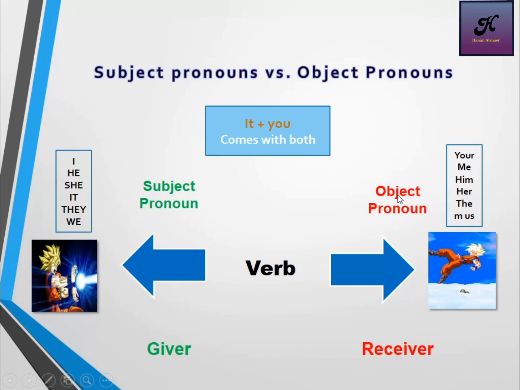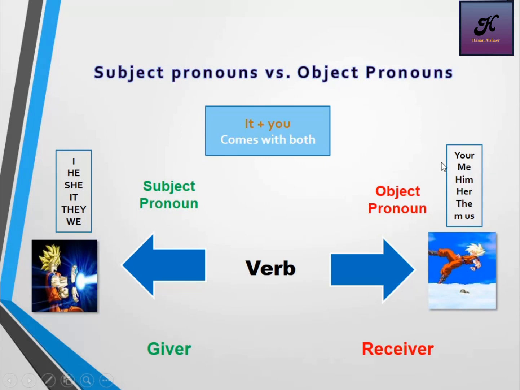Okay? We have, on the other hand, object pronouns. What does it mean, object pronoun? They are the receiver. They are the ones who receive the verb, who receive the action. So they come usually after what? After the verb, because they are receiving the verb. So what kind of pronouns do we have? We have, for example, me, him, her, them, and us.